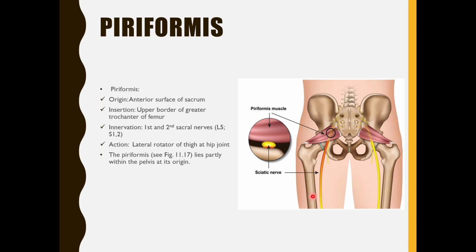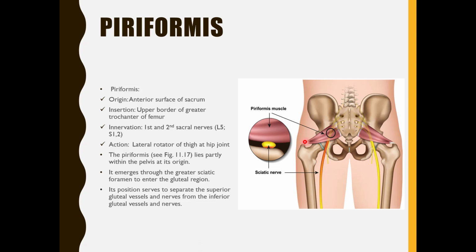The piriformis lies partly within the pelvis at its origin. It emerges through the greater sciatic foramen to enter the gluteal region. We know that the piriformis muscle crosses the greater sciatic foramen and enters the gluteal region. Its position serves to separate the superior gluteal vessels and nerve from the inferior gluteal vessels and nerve. That is what you have to remember.